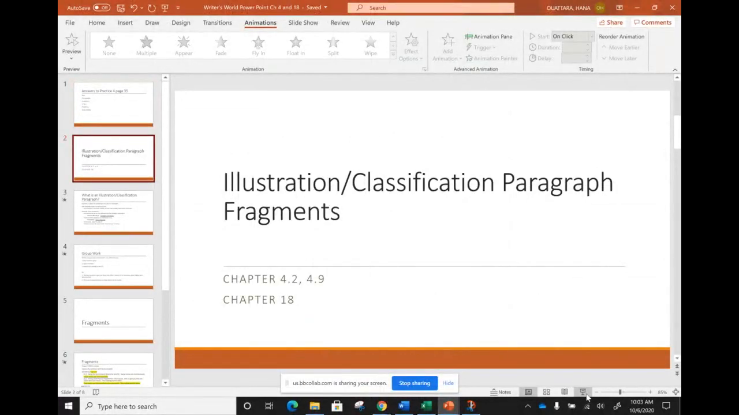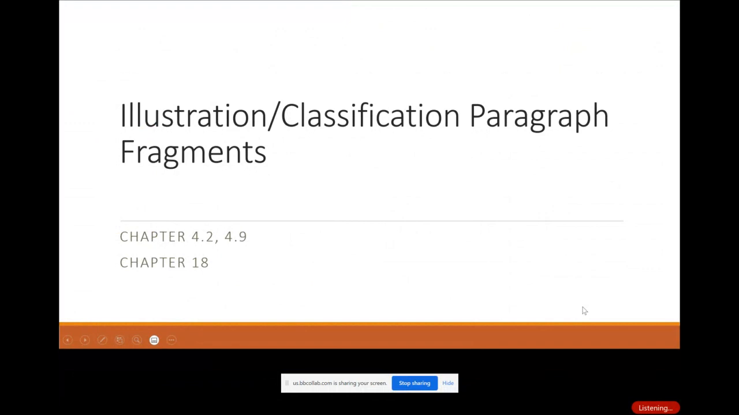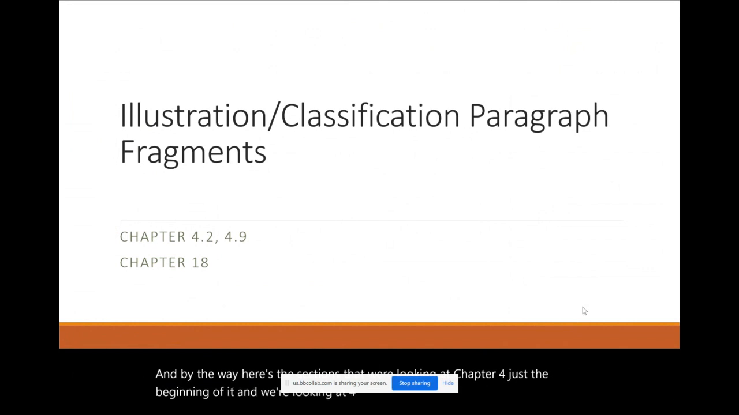Today we're looking at an illustration and a classification paragraph, and then we'll talk about fragments after that. And by the way, here are the sections that we're looking at. Chapter 4, just the beginning of it, and we're looking at 4.1 and 4.2. And then we're going to quickly look at section 4.9. We are not going to do the whole chapter 4, okay?